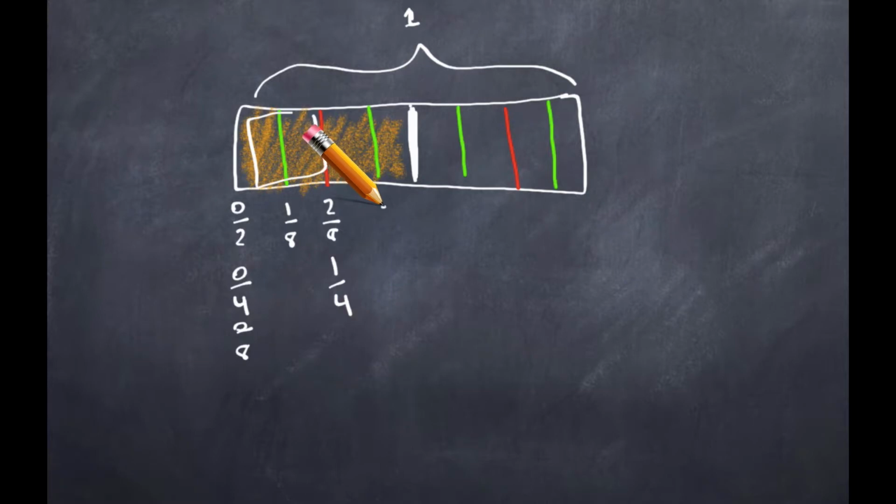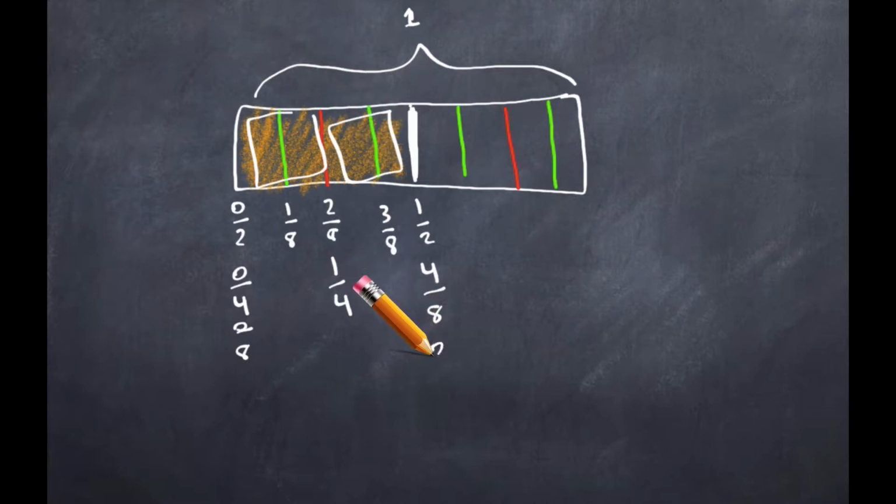If I went another step further, I would have 1, 2, 3/8, 3/8, and nothing else. It's not really equivalent to anything else. But if I went even one step further, I would have 1/2, which is the same as 1, 2, 3, 4/8, which is the same as 2/4. And then I could keep going.